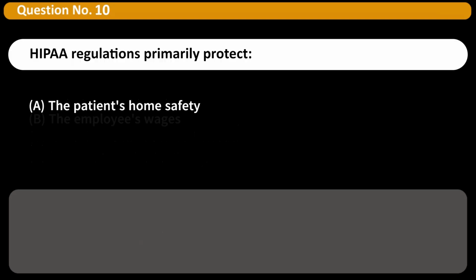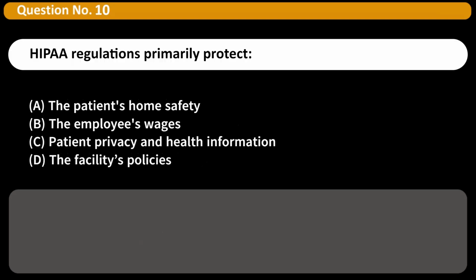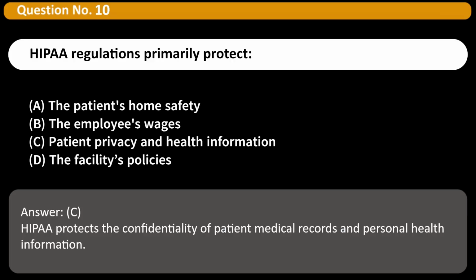HIPAA regulations primarily protect: A. The patient's home safety. B. The employee's wages. C. Patient privacy and health information. D. The facility's policies. Answer: C. HIPAA protects the confidentiality of patient medical records and personal health information.